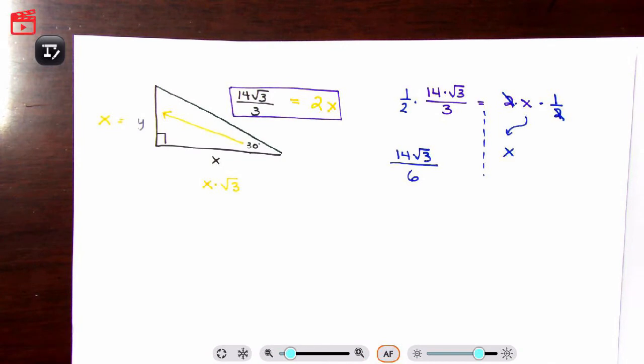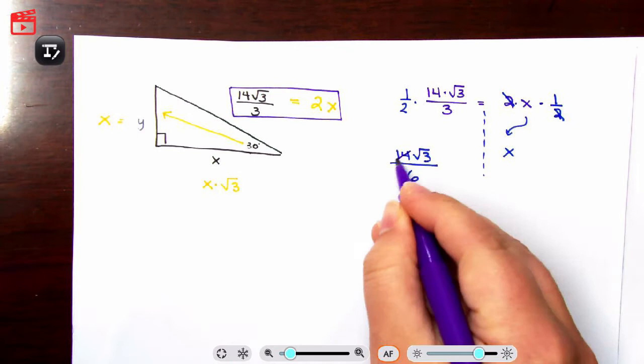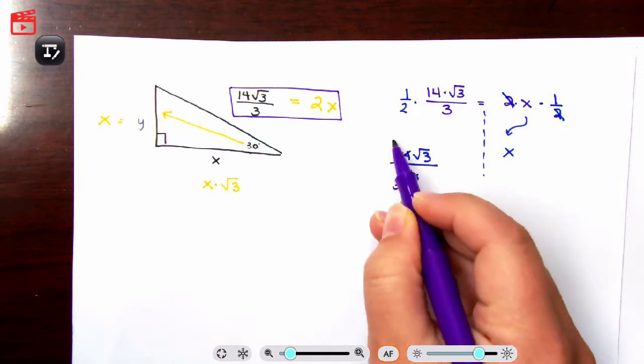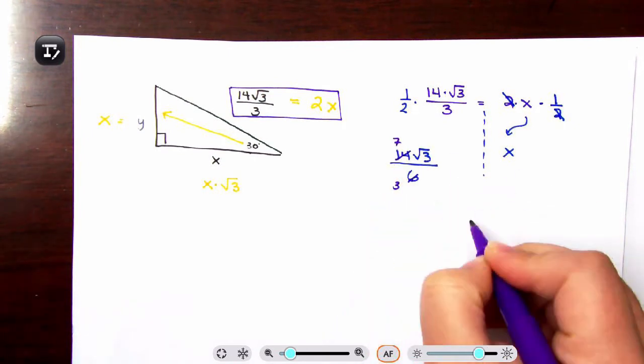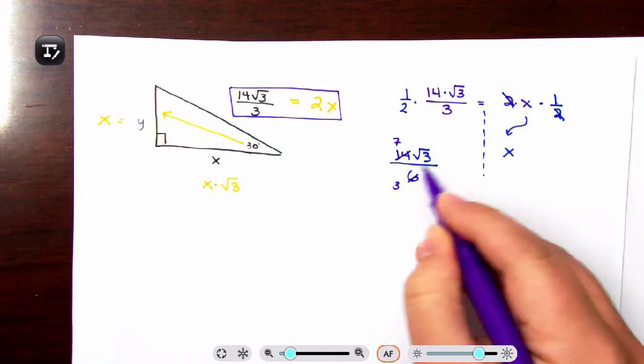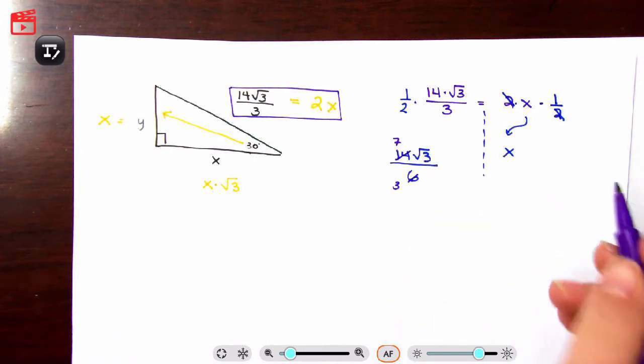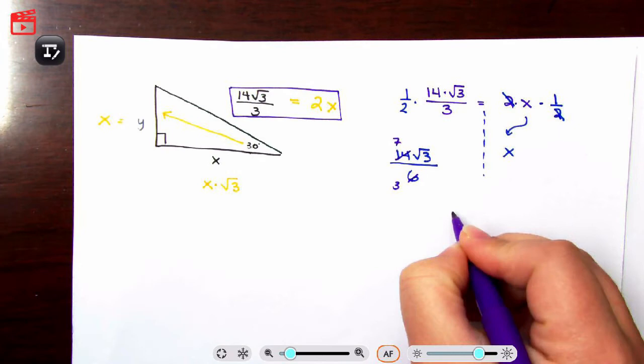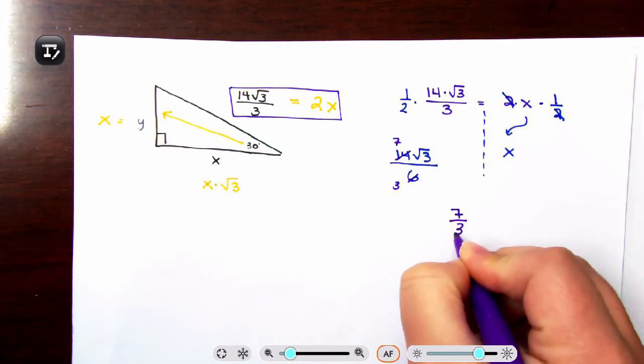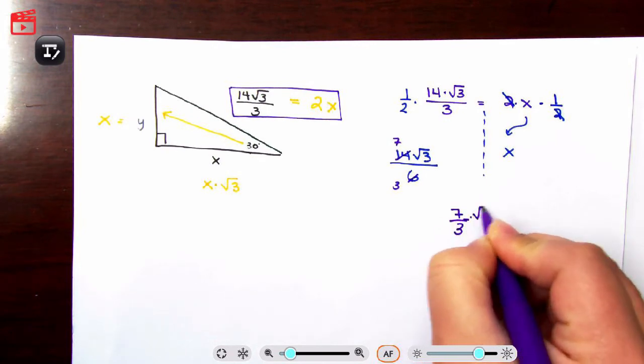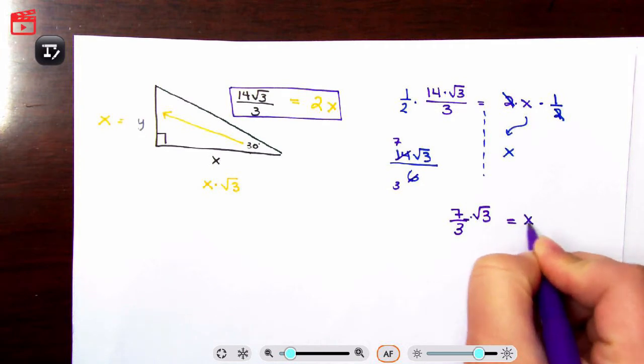Now, we will need to simplify this. 14 divided by 6. We know that 2 goes into 14. We know that 2 goes into 6. So we can simplify that into 7/3. So we have 7 and 3 because we are dividing by 2 on 14 and 6. We can't do anything with root 3 because it is inside the house, and we can't do anything if they're inside the house. So we have 7/3 times root 3, and that's equal to your x value.